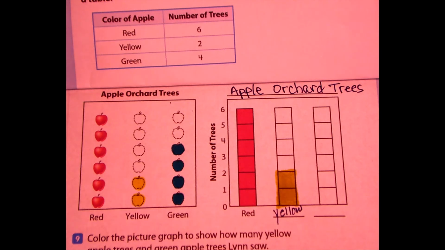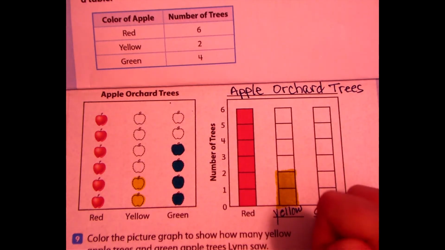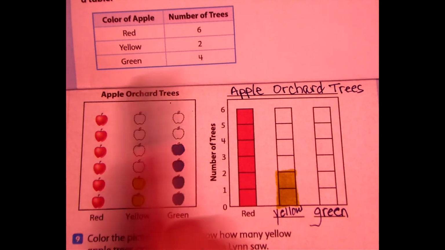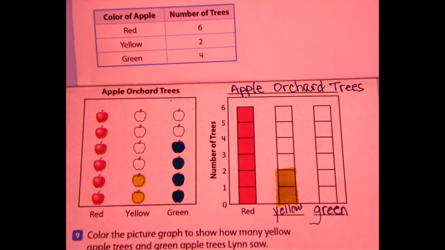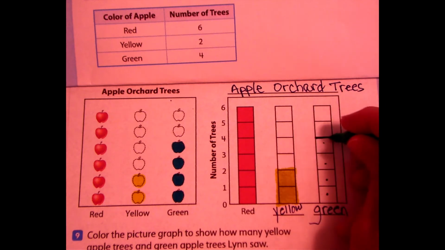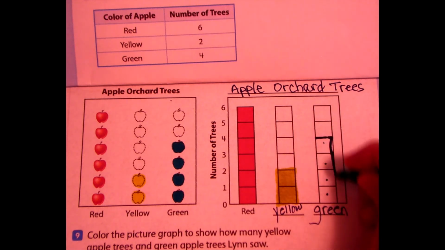Same thing for green. I'm going to fill in the color green. And then for green, I'm going to look back at my table. It shows I have 4 green. So I'm going to do 1, 2, 3, 4. I'm going to color 4 squares.